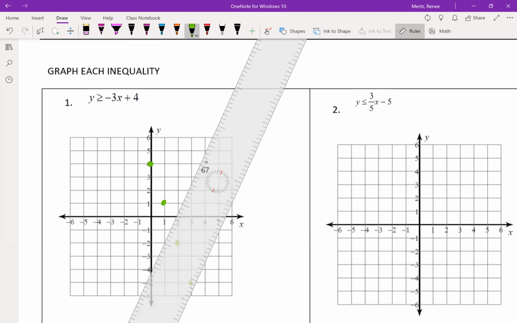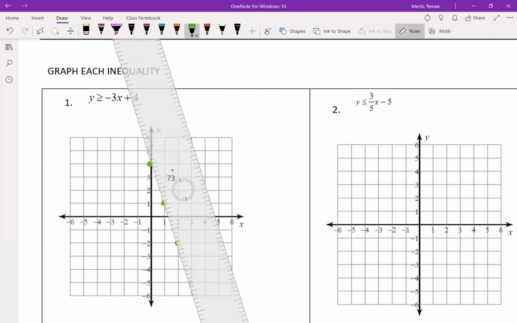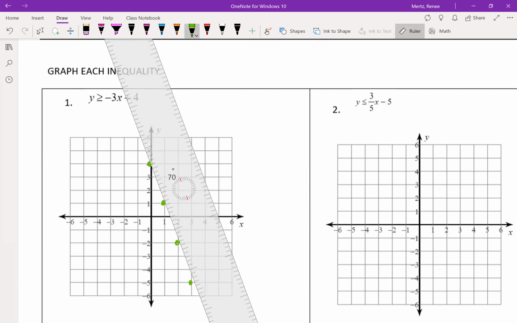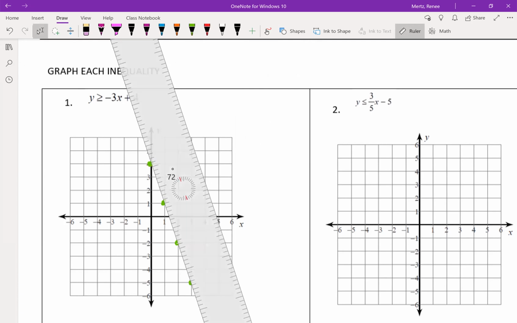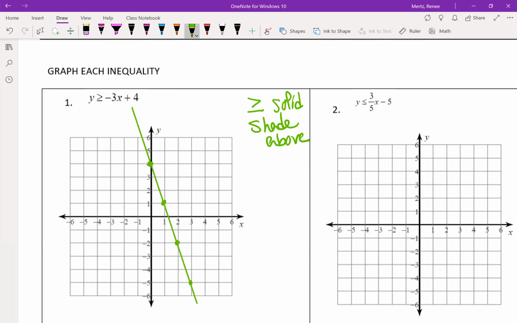Is it solid or dashed? Greater than or equal to means solid, shade above. So that's what we need to do. We need to make the line solid and shade above.